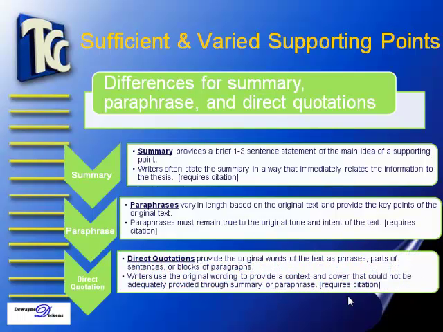Direct quotations provide the original words of the text as phrases, parts of sentences, or blocks of paragraphs. Writers use the original wording for direct quotations to provide a context and power that could not be adequately provided through summary or paraphrase. So you want to use direct quotations when the original text is just much more powerful than any rewording, paraphrasing, or summary could provide for the reader.